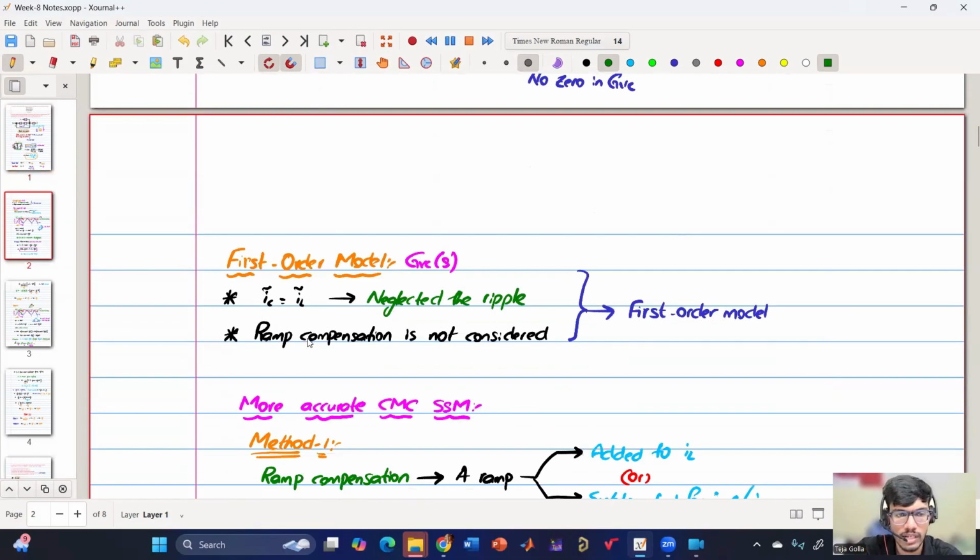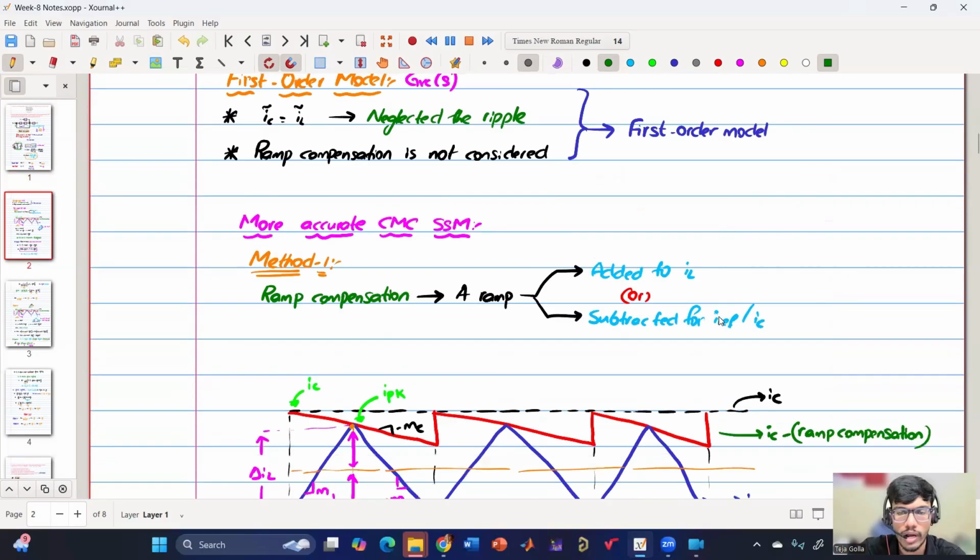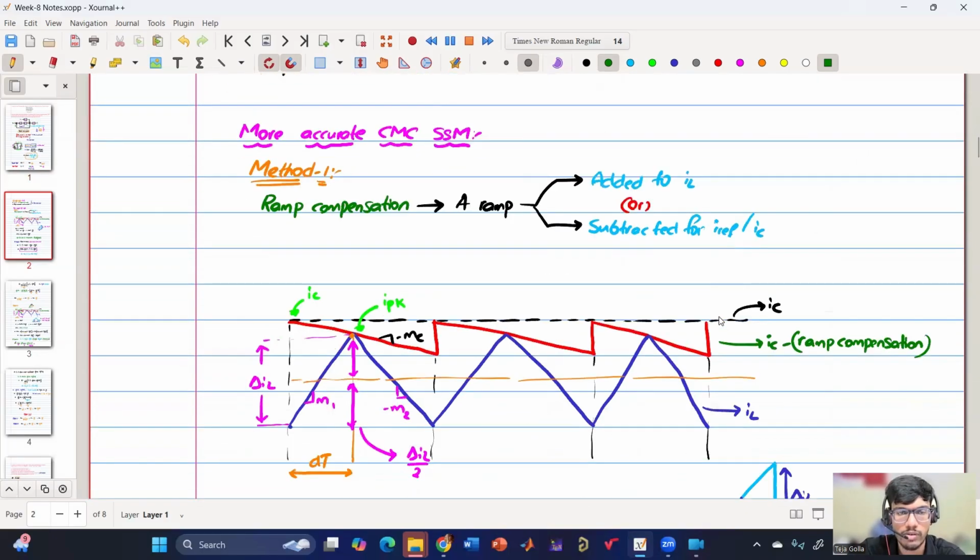And then we have seen that here we have considered a few approximations, and that's why it is an approximated first order model. But if we want to go for a more accurate small signal model, then we have to consider the ramp approximation as well as the ripple.